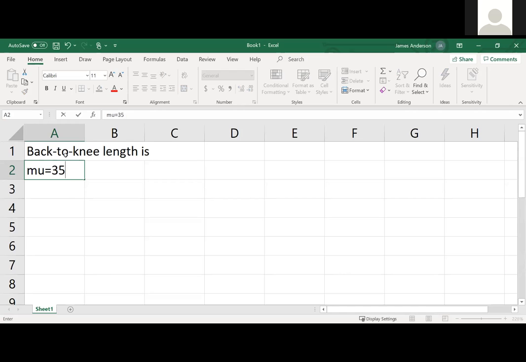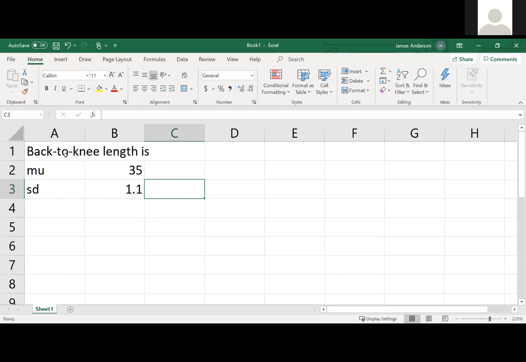So this is your, is it the back to knee length? Yeah. And I'm just gonna choose a random number because you're not gonna get the number, and they probably do a different number each time anyway. So let's do 35 inches. Actually, I'm gonna do this. Mu is 35, and I'm not even gonna use units because units are just units in here. And you have a standard deviation of 1.1 inches.